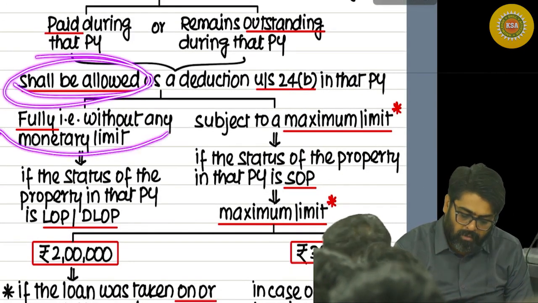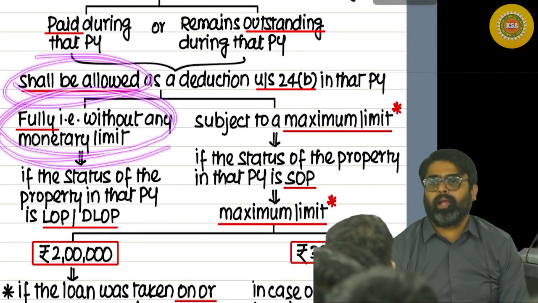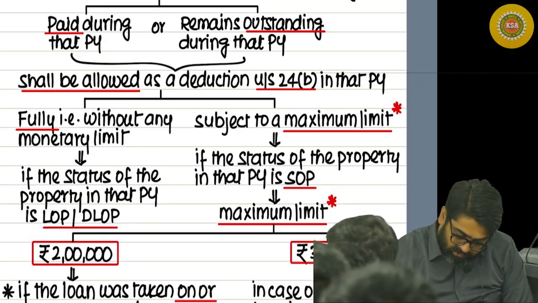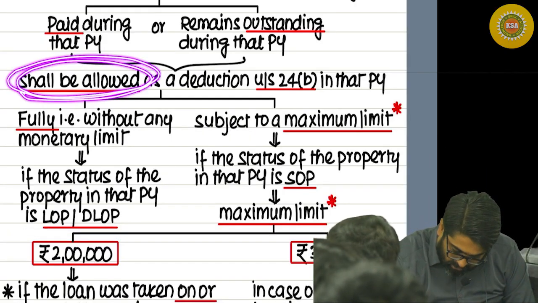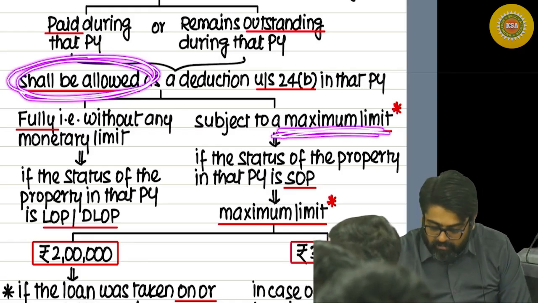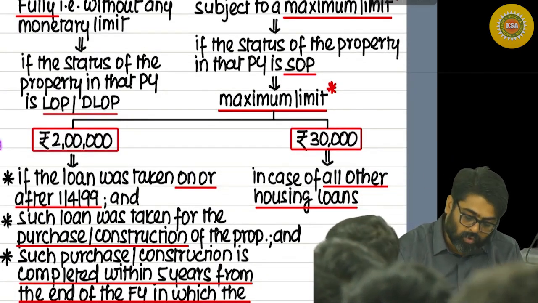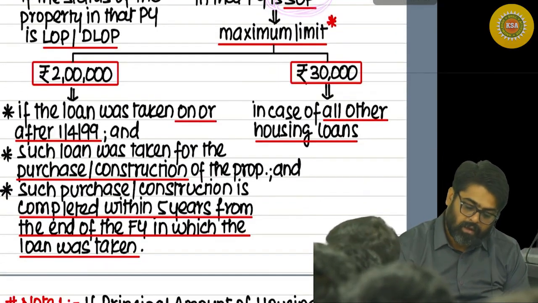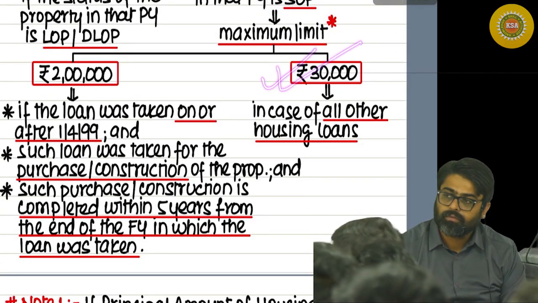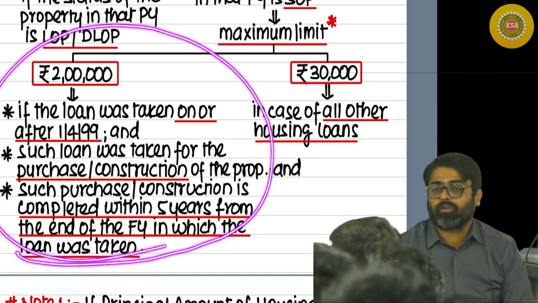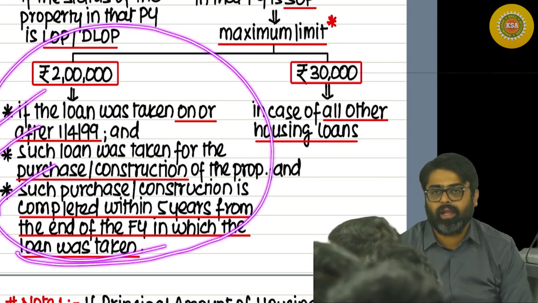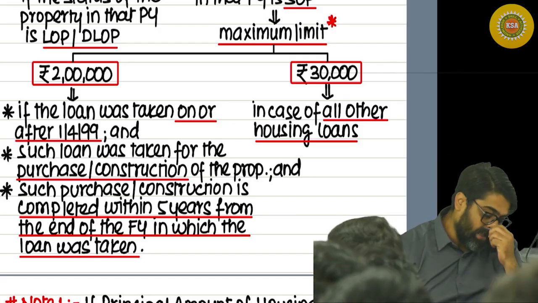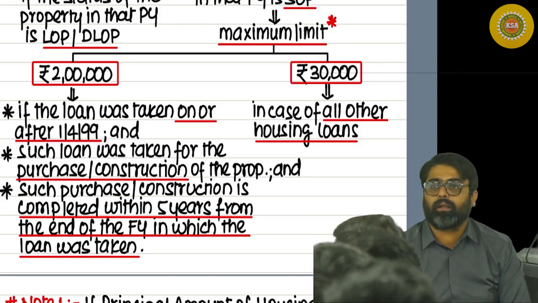That interest will be allowed fully without any monetary limit if the property is LOP or DLOP. But if the property is SOP, this interest shall be allowed subject to a maximum limit of 2 lakh or 30,000. If the property is SOP, always the limit is 30,000, but when the limit will be taken as 2 lakh, these three conditions I have already explained. Yes or no? First condition, loan must be taken on or after 1st April 1999.